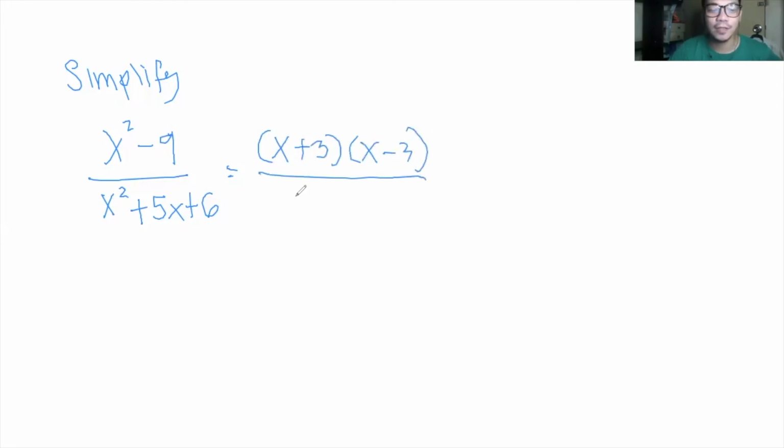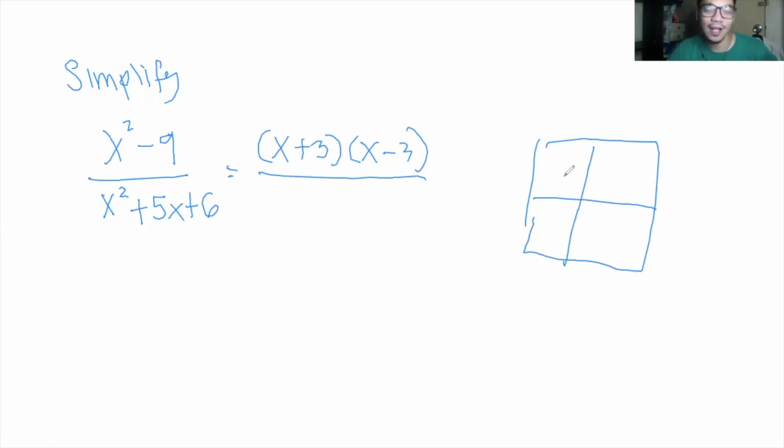The next one is x squared plus 5x plus 6. I am fond of using the window technique whenever I teach factoring for quadratic trinomials. So let us recall, how do we use the window method or the box method in factoring quadratic trinomials? First, we write here the first term of the quadratic trinomial, x squared. And on its opposite diagonal, we write the last term.